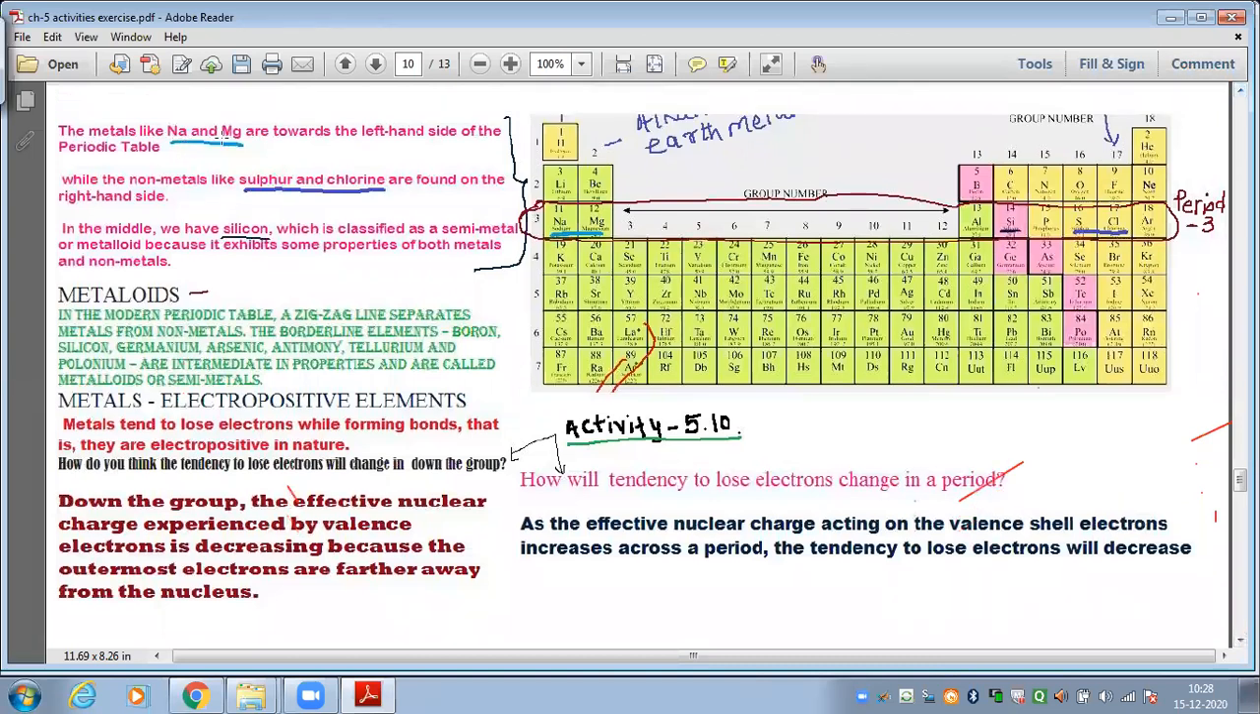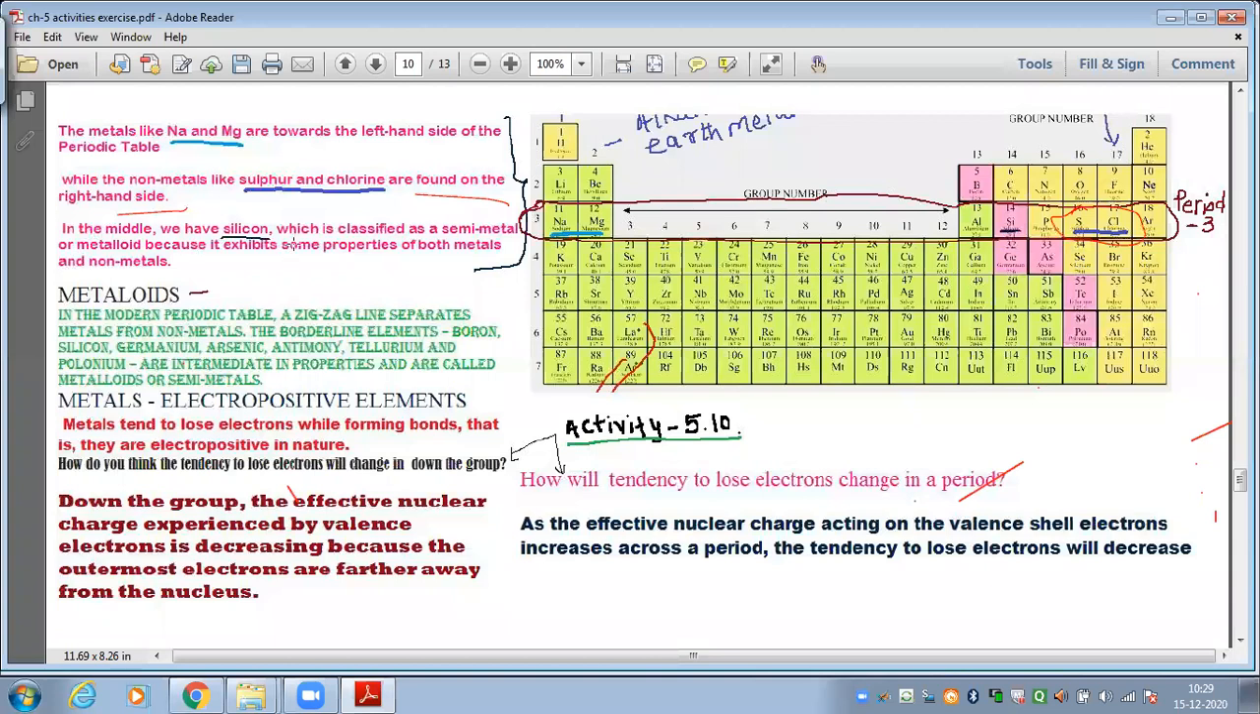The metals like sodium and magnesium are towards the left side of the periodic table. Non-metals like sulfur and chlorine, I have shown you, are found on the right hand side of the periodic table.